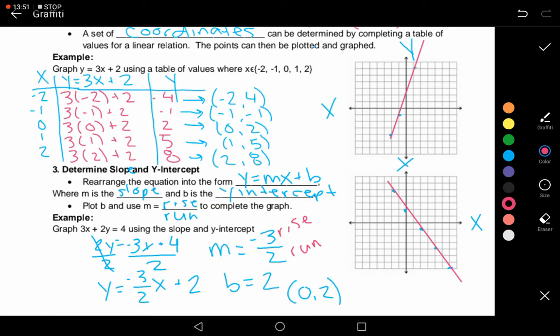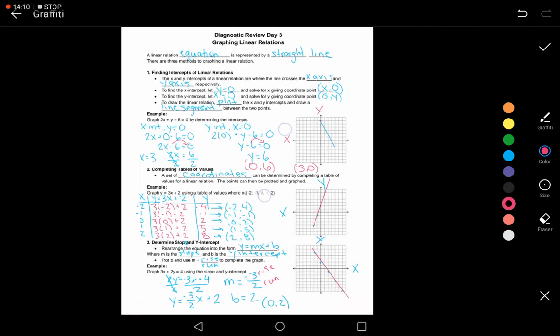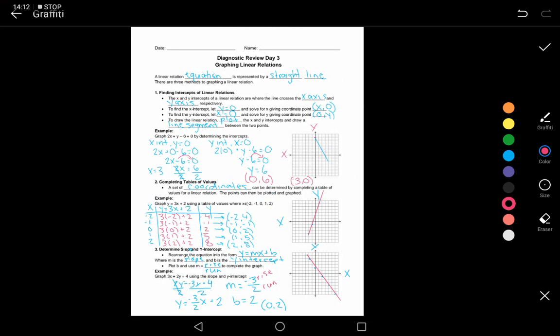So the line of that graph is as you can see on the right here. We've graphed the line. As a summary, those are the 3 different methods that we can use to graph our line: finding intercepts, completing a table of values, or determining the slope and the y-intercept. None of them are too difficult. Whichever one you prefer, you should go ahead and use for the most part, unless you're asked specifically to use one over the other.